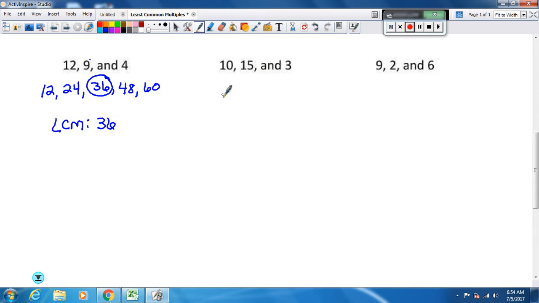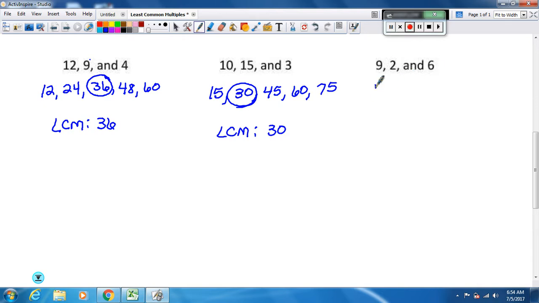Okay, 10, 15, and 3. 15, 30, 45, 60, 75. Okay, 10, smallest one of those, 30 divided by 10 is 3. That works. So then you check the 3. 30 divided by 3 is 10. That works. So the LCM, the least common multiple, is 30.